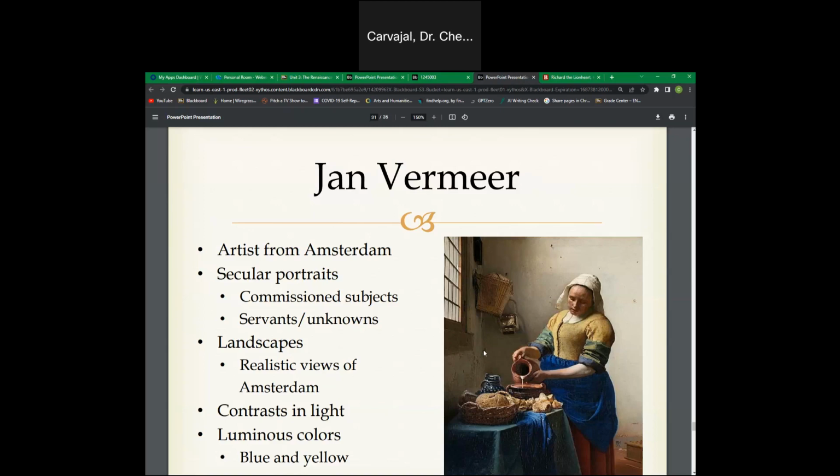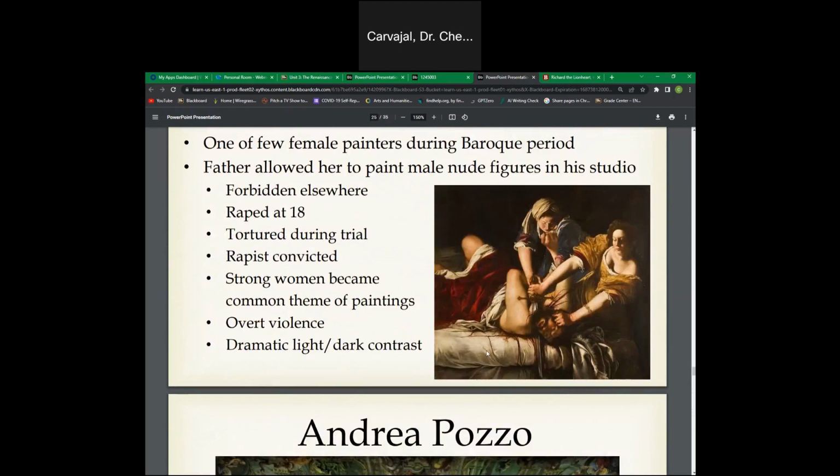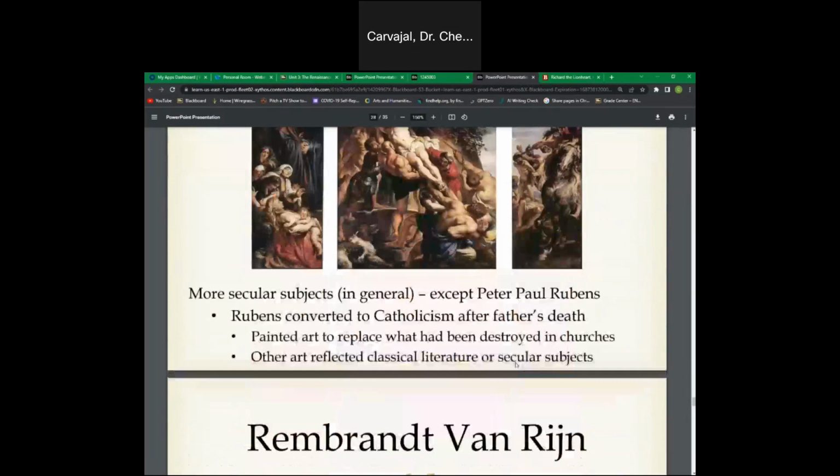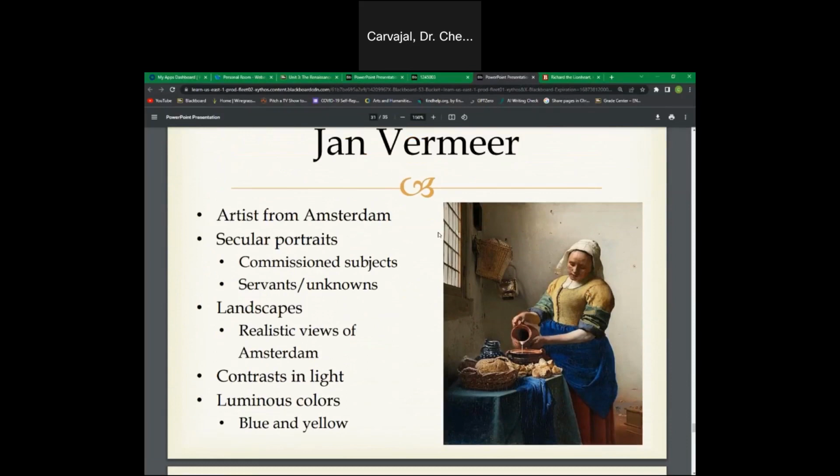He doesn't have everything in the dark with some source of light somewhere. Instead, this all has kind of diffused sunlight, a lot of it coming from the window. But it's not bright and dramatic. There are shadows, but they just look real. And so his contributions will eventually move painting towards more realism as well.